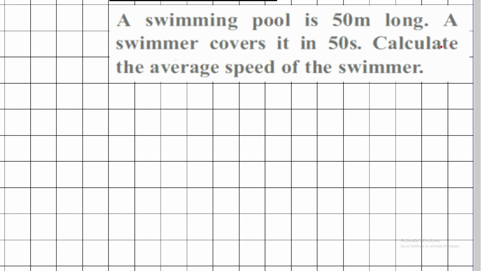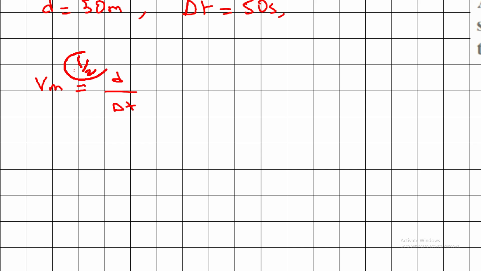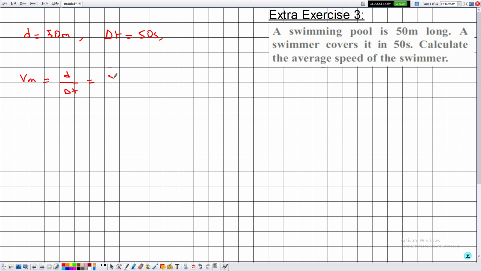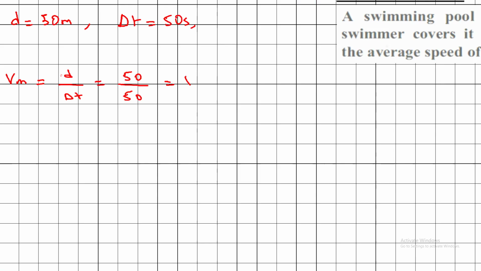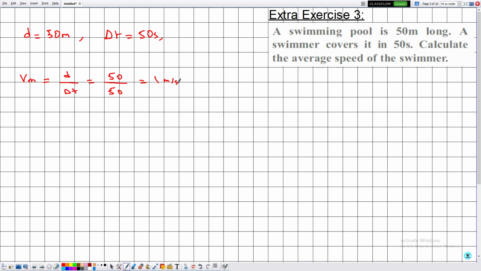And they are telling me to calculate the average speed, which is denoted by Vm. So we always start by writing the formula, which is given by d divided by delta t. Usually we give this half a mark. The value of d is 50. The value of delta t is 50, which is equal to 1. Since both d and delta t are expressed in the SI, the value of Vm will be in the SI, which is meters per second. So Vm is equal to 1 meter per second.